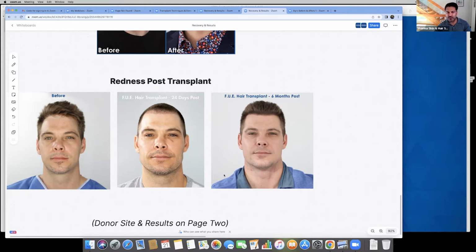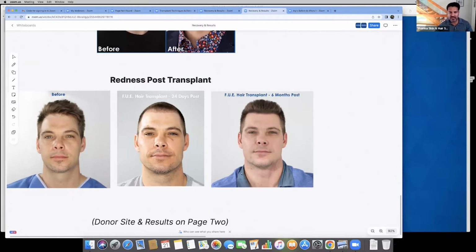By sort of 2 months, it's more of a salmon hue, like poached salmon, not red, but you will have some post-transplant inflammation and redness, and that's just part of the parcel. So this man here, thinning in the front, 24 days post-surgery, bit of redness there, and this is 6 months. Okay, and then let's slip onto page 2.